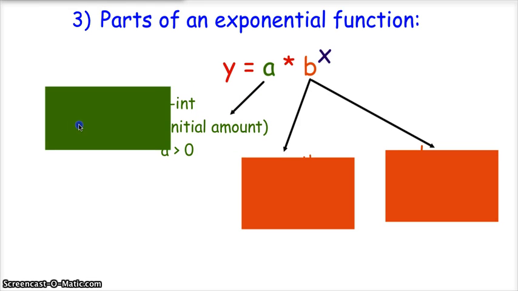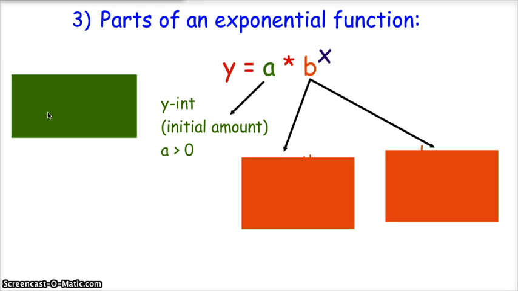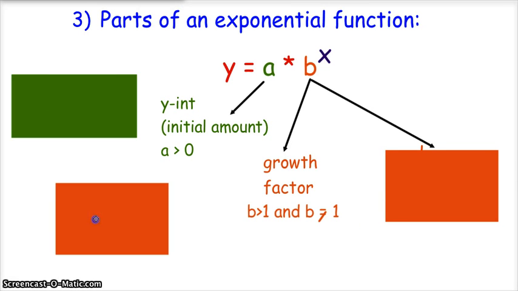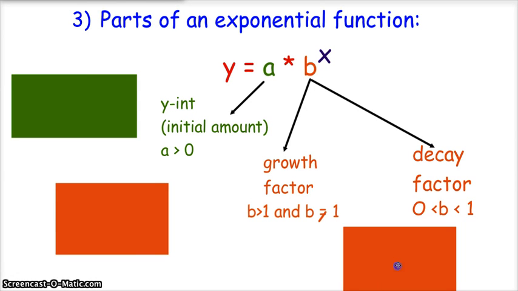The a value is always going to be your y-intercept, and it's going to represent the initial or starting amount. The a must be greater than 0. The b value is your growth or the decay factor. The b must be greater than 1. It cannot be equal to 1 if it's going to be growth. If it's decay, it's going to be between 0 and 1.